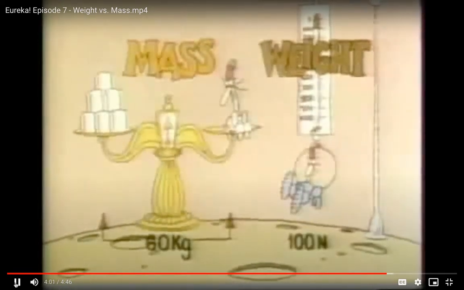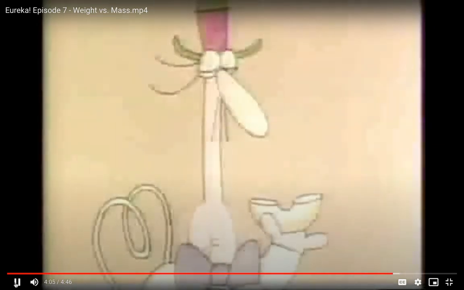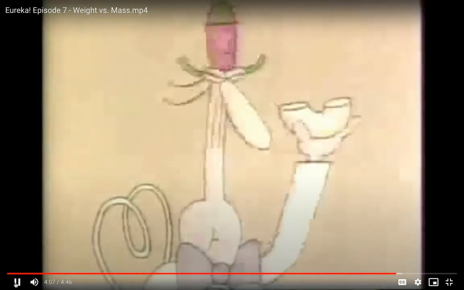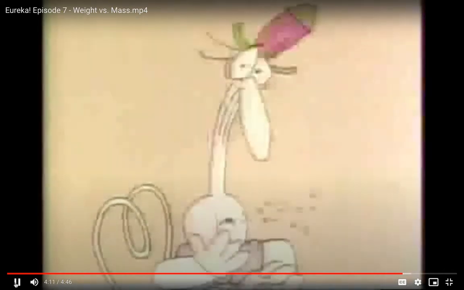Only your weight changes. So if you're not as slim as you'd like to be, don't eat so much. You should join the Mass Watchers Club, because you've got a mass problem. But if all you want to do is lose weight, go to the moon.